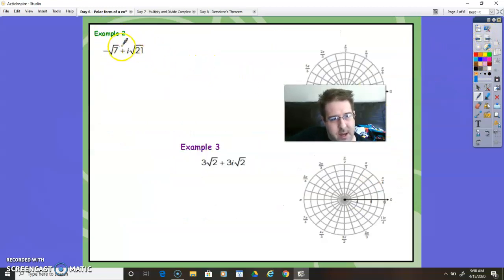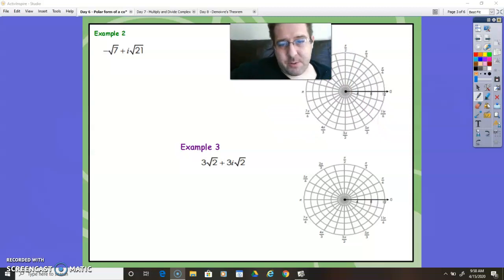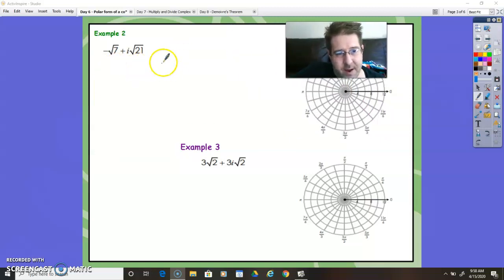All right, example number 2, negative square root of 7. So now you'll notice that we have square roots involved, which I'm not really going to do anything any different. I'm going to do it the exact same way I've done the last question. So first thing I'm going to do is find the r, which is going to be the square root of a squared plus b squared. So that's negative square root of 7 squared plus square root of 21 squared.